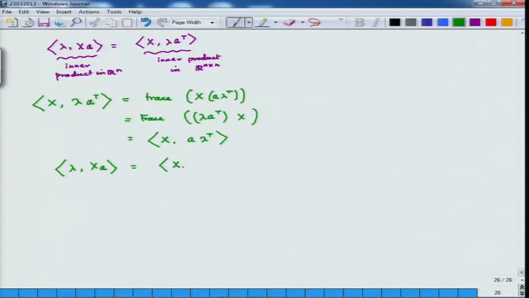as X of A lambda transpose plus lambda A transpose, these are matrices, divided by 2. So this is now a symmetric matrix. This is homework. It is very simple; you just have to observe these things. Half of this plus half of this is this.